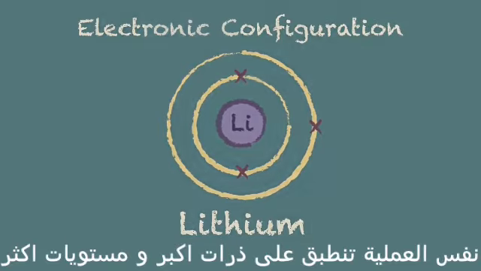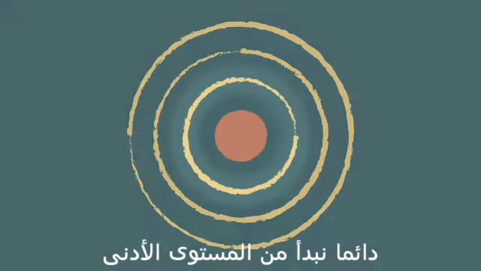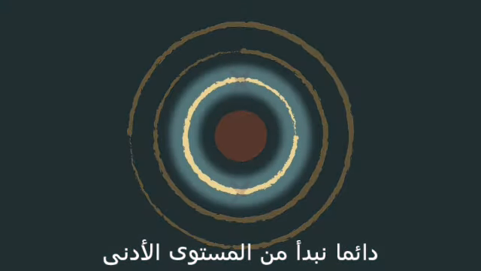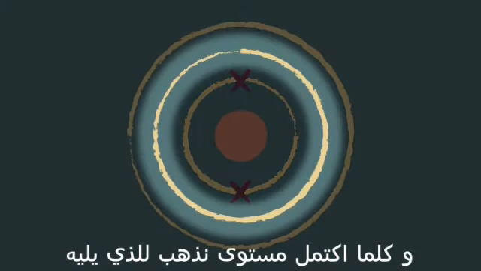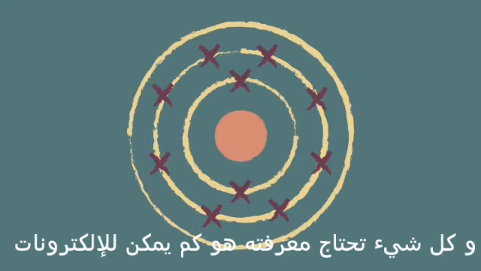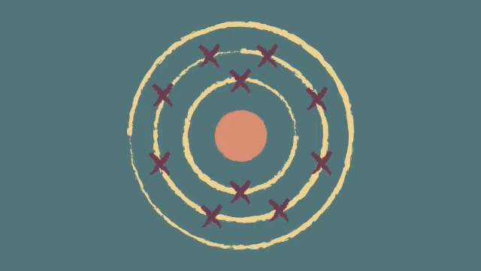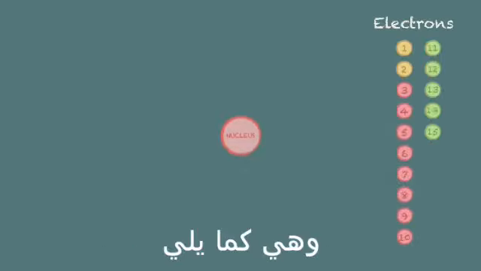The same process of filling up shells applies to larger atoms. You always start with the lowest available shell, and whenever a shell is full, the next electron to be added goes into the next shell. And that's pretty much it. All you need to know is how many electrons can occupy each shell, and at this level, you only need to know the rules for the first 20 elements. The maximum numbers are as follows.